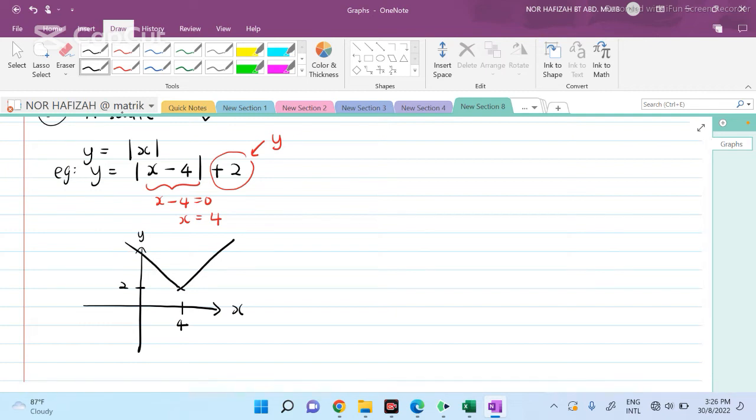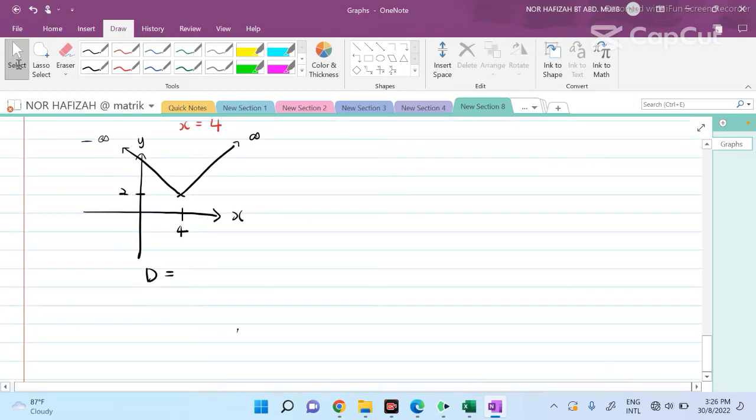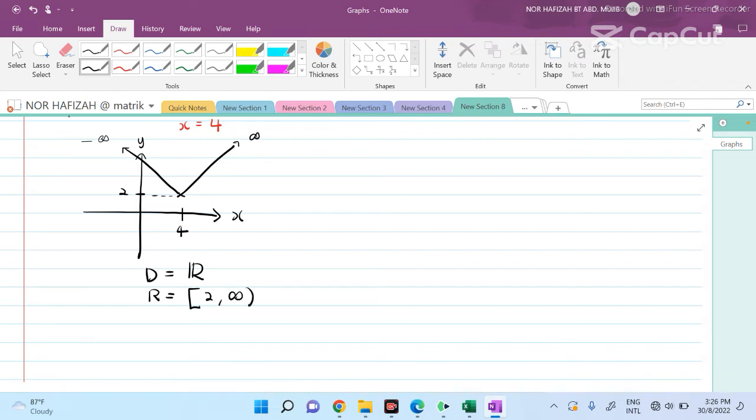Okay, next, domain. Ini graf ni ada lagi tau. So, negative infinity, positive infinity. So, apa domain dia? Yes, all real numbers. Range? 2 sampai? 2 kena tak? Yeah, so 2 is included, infinity. Infinity is always open because we don't know the value. Alright, this is number 5.